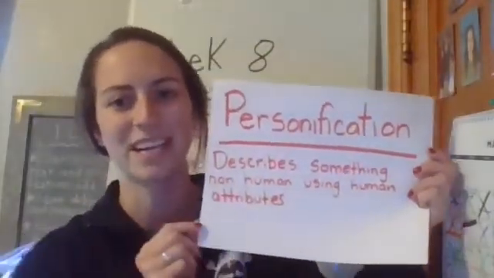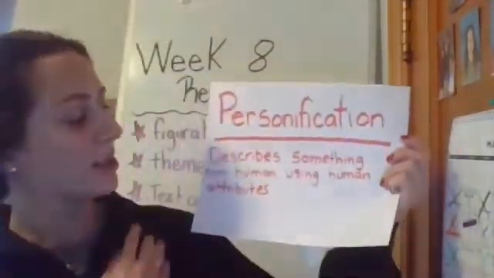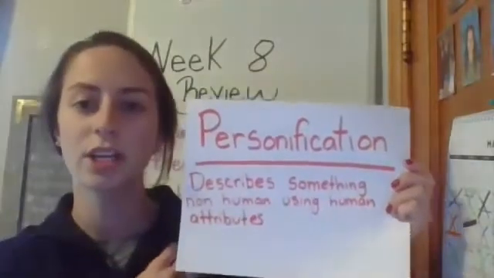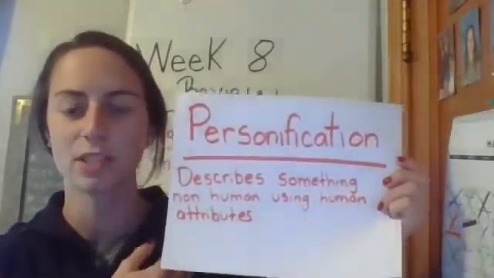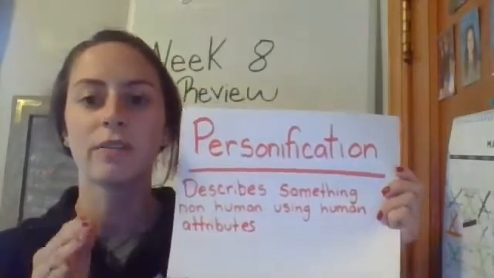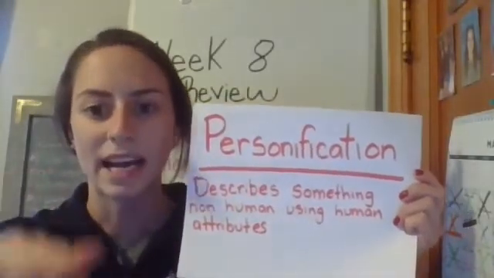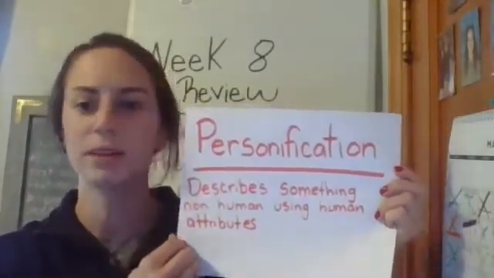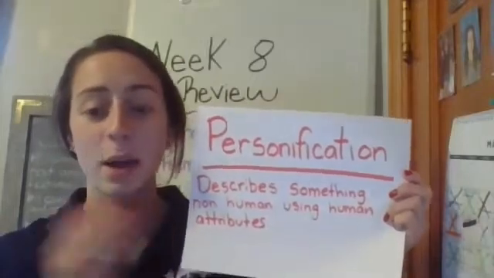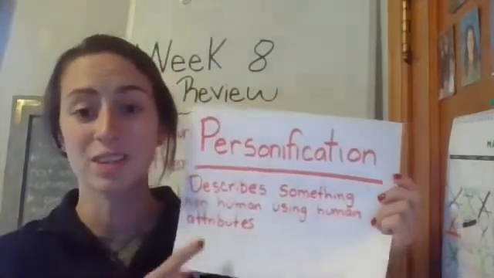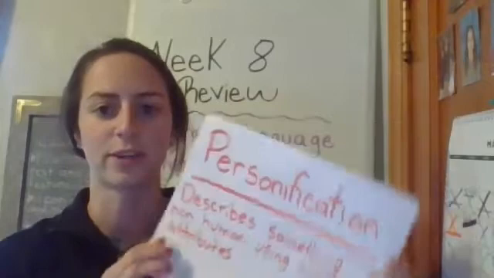And then the last type of figurative language that we talked about was personification. This one's my favorite kind because I think it's really fun. So this is describing something non-human using human attributes. Like, the river ran very smoothly. The river is not actually running, but humans can run. So that's our human attribute that we're giving the river.